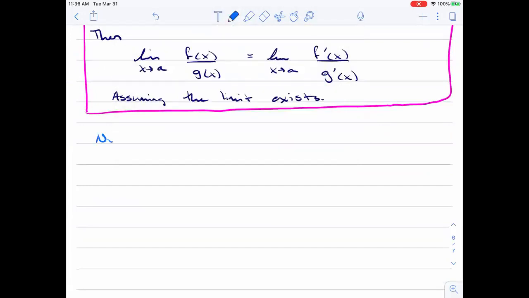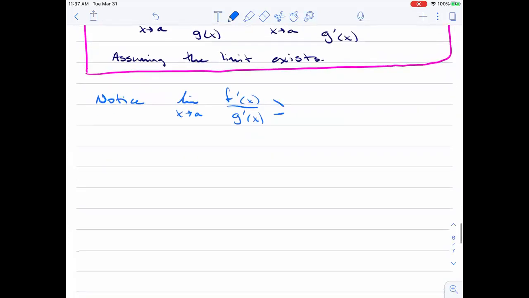So one note, or I'll say notice, that the limit as x approaches a of f prime of x over g prime of x, these are the individual limits. Individual limits, right? Not the quotient rule. Right, that's going to be important. You just take the derivative of the top and then the derivative of the bottom, and then you smush them back together.